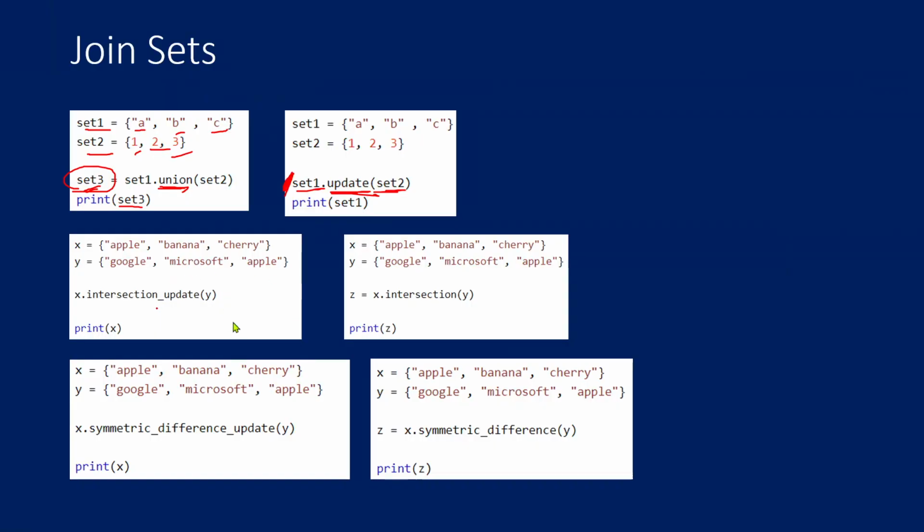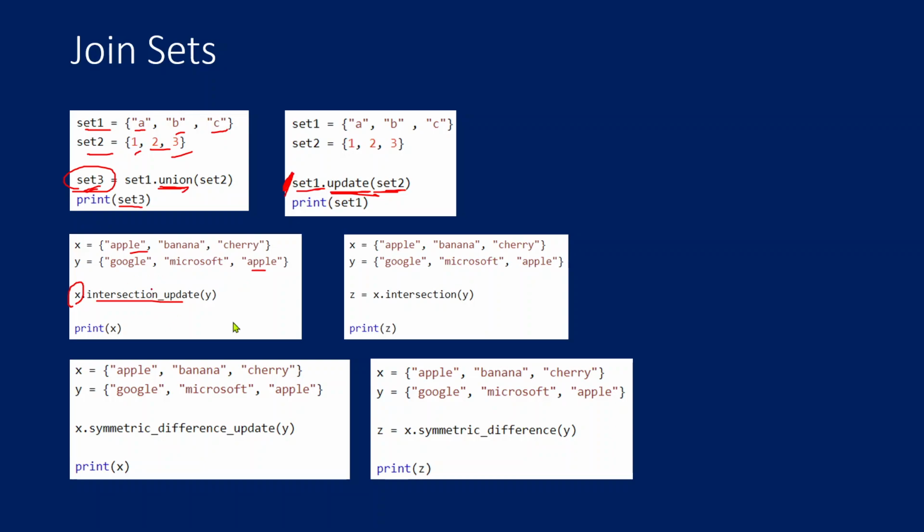Now there is another method called intersection_update. It is going to update the x set with the intersection. Usually, what is the meaning of intersection? Intersection means common items. For example, here apple is common between both sets, and only apple is common, right?